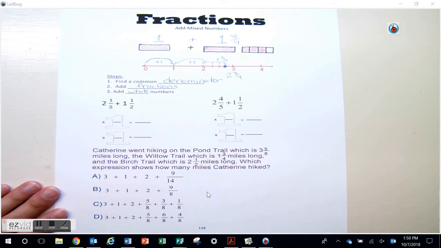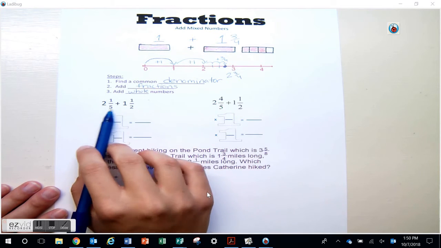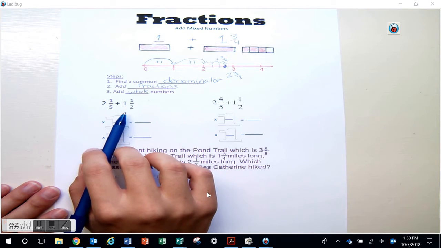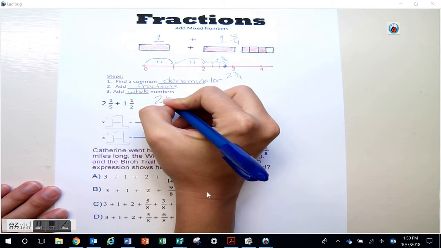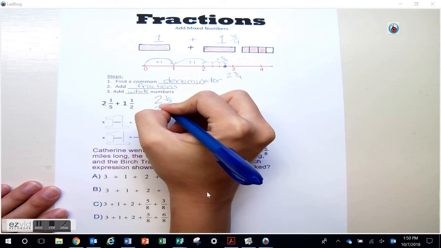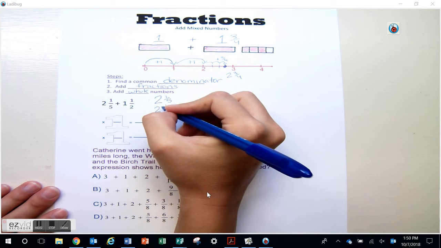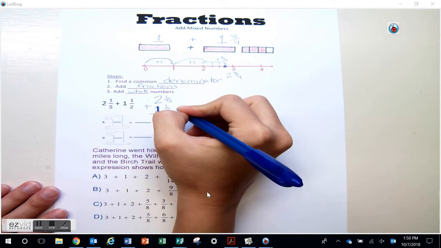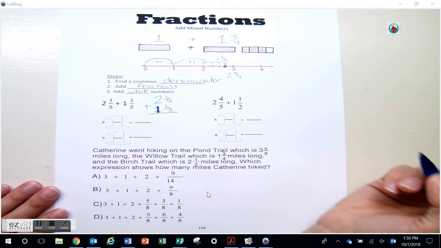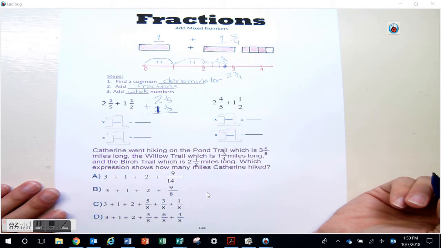So let's set our problem up. Sometimes you can keep it like this. It's all preference. And some people prefer to write it this way. This way would come in handy when we get to our subtracting because it's easier to see this way.